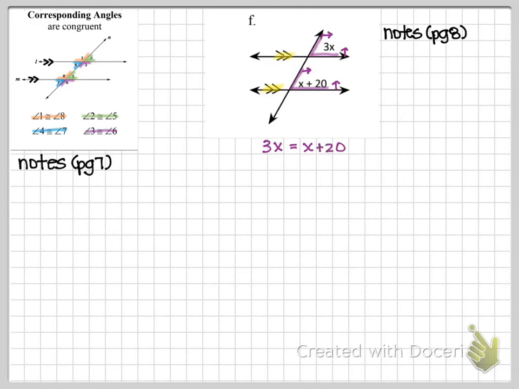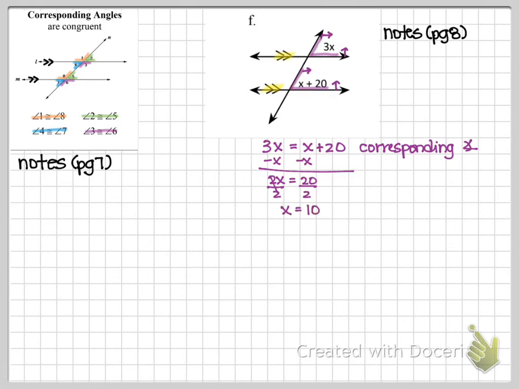We are going to say that these are corresponding angles. Remember, we need to make sure that we're justifying what we're doing. And then from here, we go ahead and solve for x. So minus the x to the other side. 3x minus 1x is 2x. The x's cancel on that side. We're going to divide by 2, and then we will get that x is equal to 10.